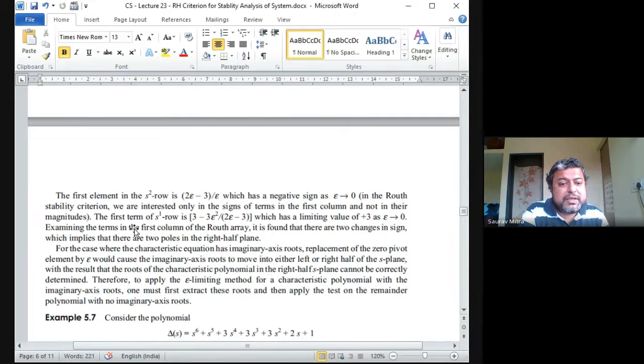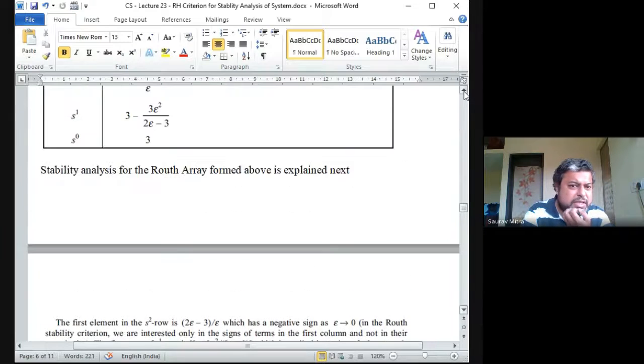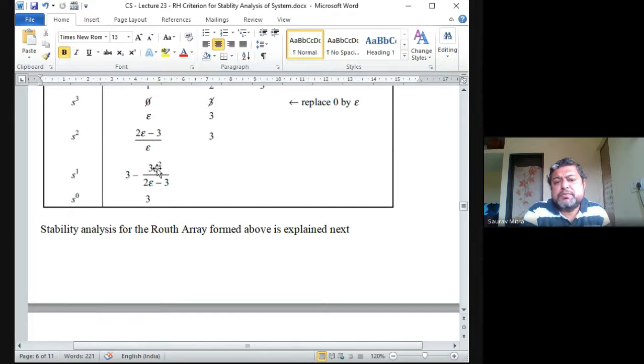What about the second term? That is 3 minus 3 epsilon square divided by 2 epsilon minus 3, and also if you are taking epsilon tends to 0, you'll find that this value is plus 3. Okay, because if you just substitute in your mind, epsilon is equal to 0. So denominator becomes minus 3 and numerator becomes 0. So 0 by minus 3, that is 0. So this part is just 1, it becomes 3. 3 is a positive number.